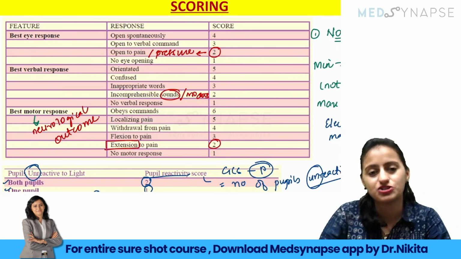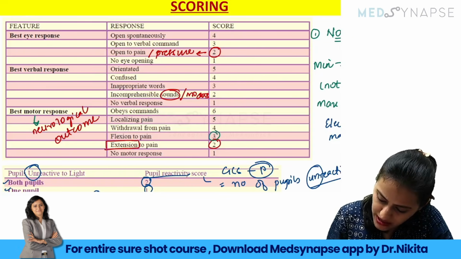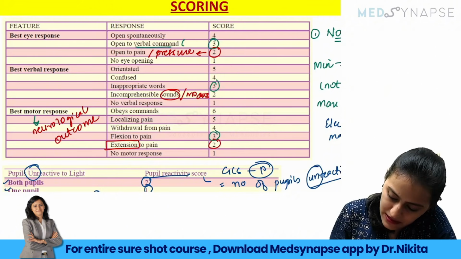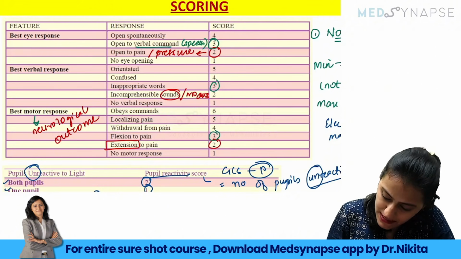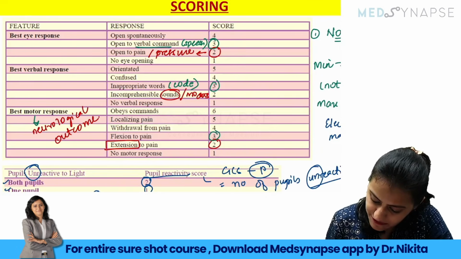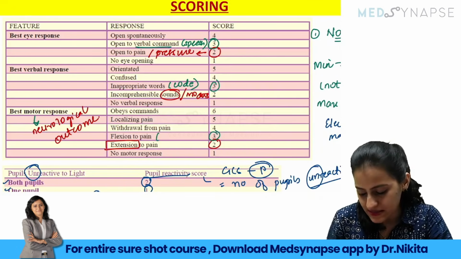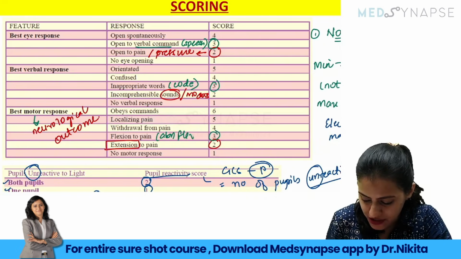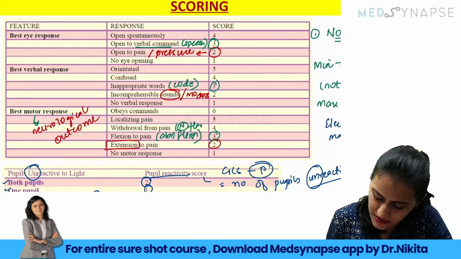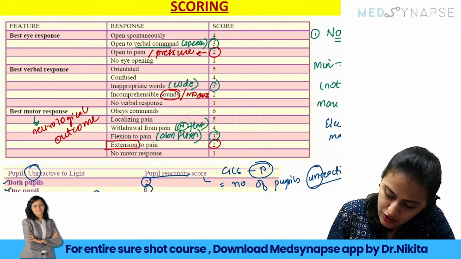Okay, and it is extension, at the score of 3, 3 and 3. Under the 3, opening to verbal commands, that means they have the speech and they are talking in inappropriate words, that is the code language, and there is flexion to pain. This is abnormal flexion. Withdrawal is normal flexion.